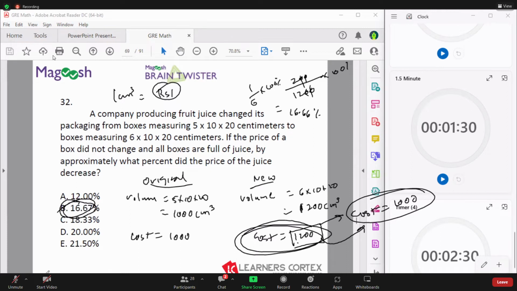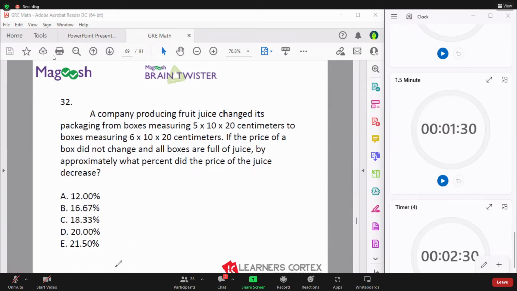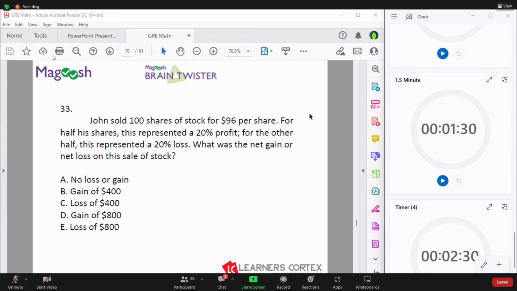Anyone who has not understood? Anyone who wants me to repeat this particular question again? Okay. So the next question would be: John sold 100 shares of a stock for $96 per share. For half his shares, this represented a 20% profit, and for the other half, this represented a 20% loss. What was the net gain or net loss?